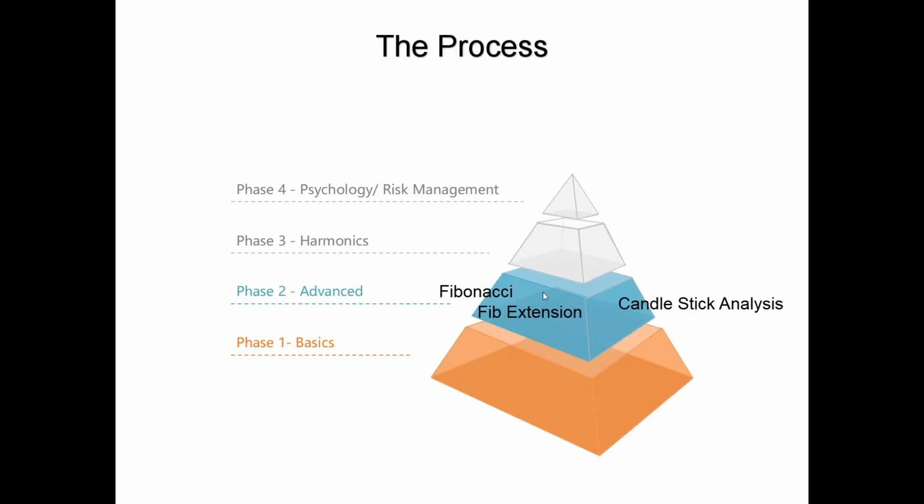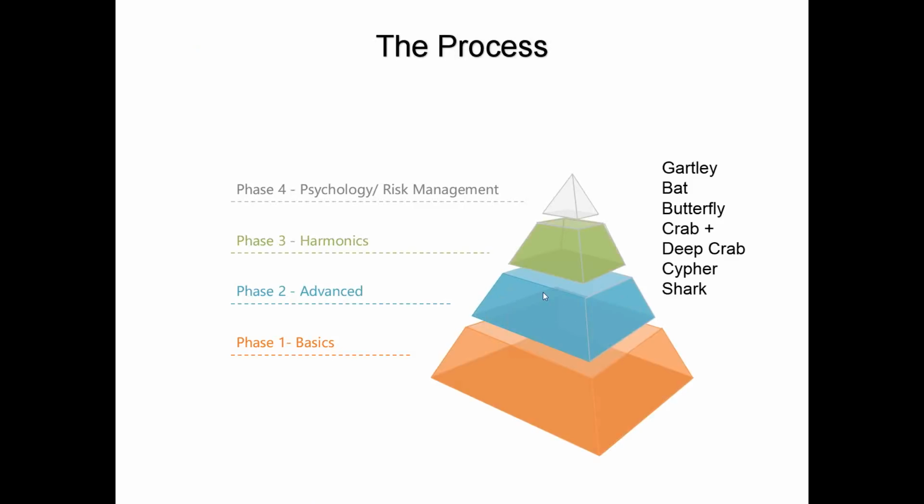And then step three is going to be the advanced stuff, the harmonics. That's going to be the Gartley pattern, the bat pattern, the butterfly, the crab, the deep crab, the cipher, and the shark. You can write them down, because you need to study each one separately to recognize when they're happening. The market is random, it's not going to throw you the same pattern over and over again, so you need to understand each one and how to spot them. I'll give you guys a second.